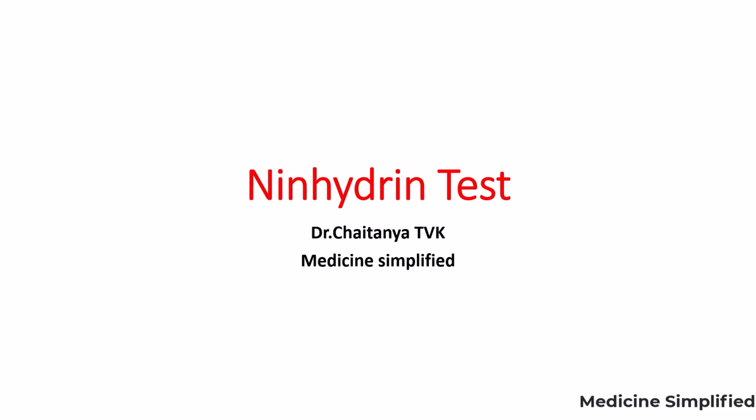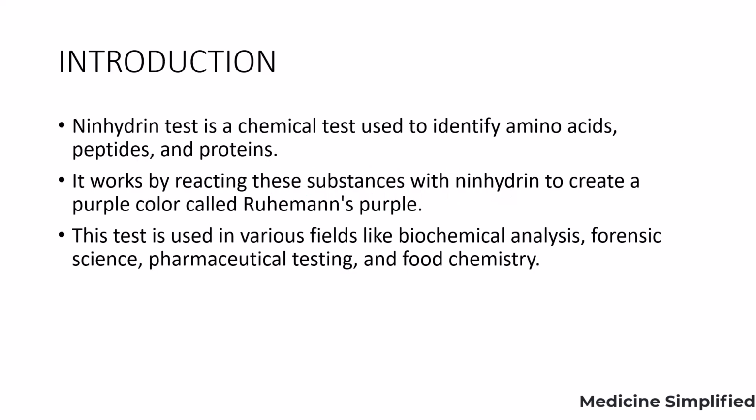In this video, we will know about Ninhydrin test. Coming to the introduction, Ninhydrin test is a chemical test used to identify amino acids, peptides, and proteins. It works by reacting these substances with ninhydrin to create a purple color called Ruhemann's purple. This test is used in various fields like biochemical analysis, forensic science, pharmaceutical testing, and food chemistry.